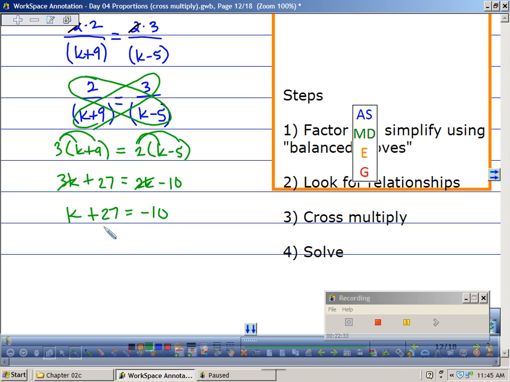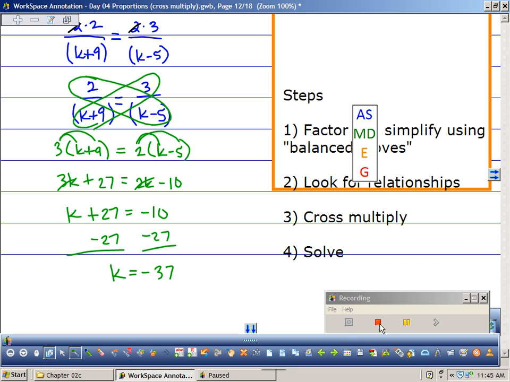It's kind of hard to take it off both sides, so let's just add negative 27 to both sides. Exactly what we're doing, right? K equals negative 37. Questions on this one?